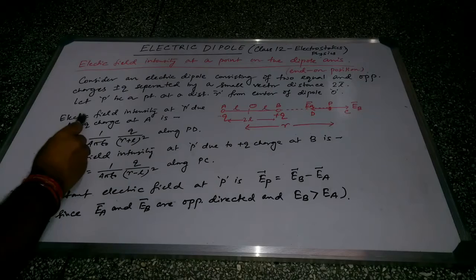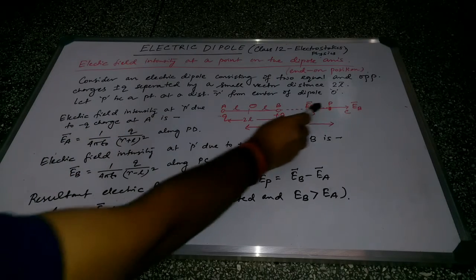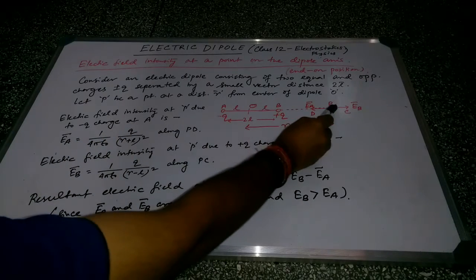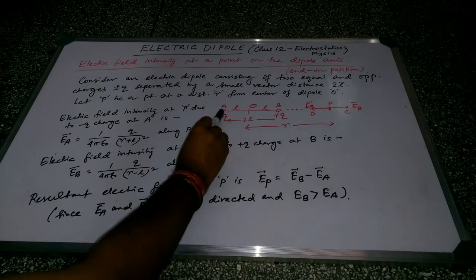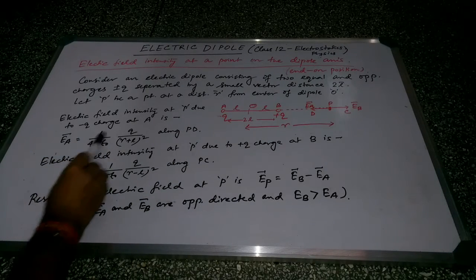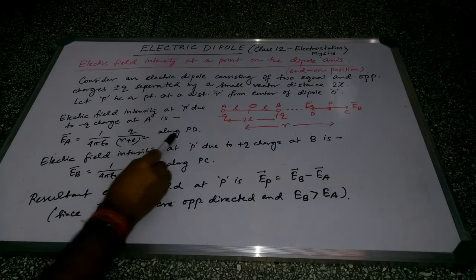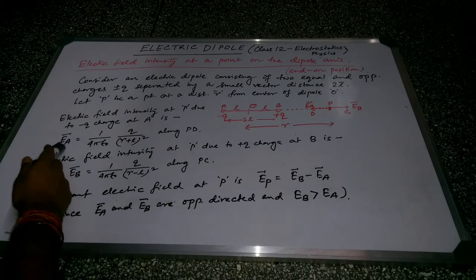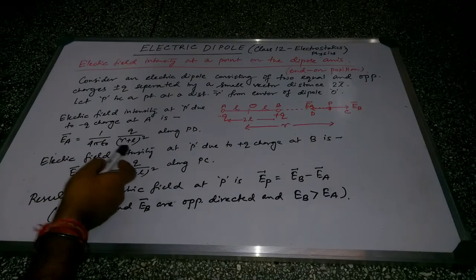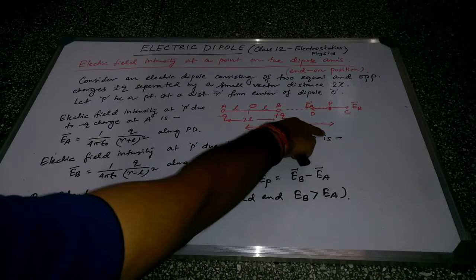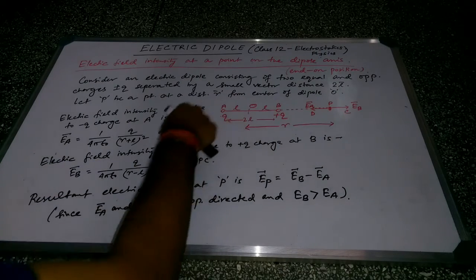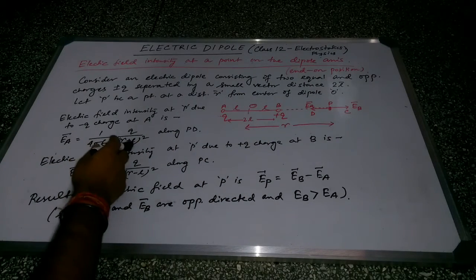Now the electric field intensity at P due to minus q charge at A is EA vector, equal to 1 by 4 pi epsilon naught q by r plus L whole square along PD. This is the electric field coming from Coulomb's law. We all know that. PO is r, and AO is L. So what will be PA? This is r plus L. So r plus L whole square.